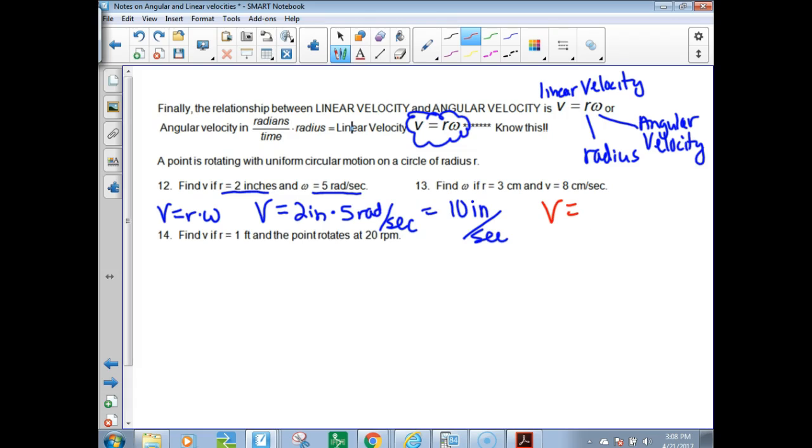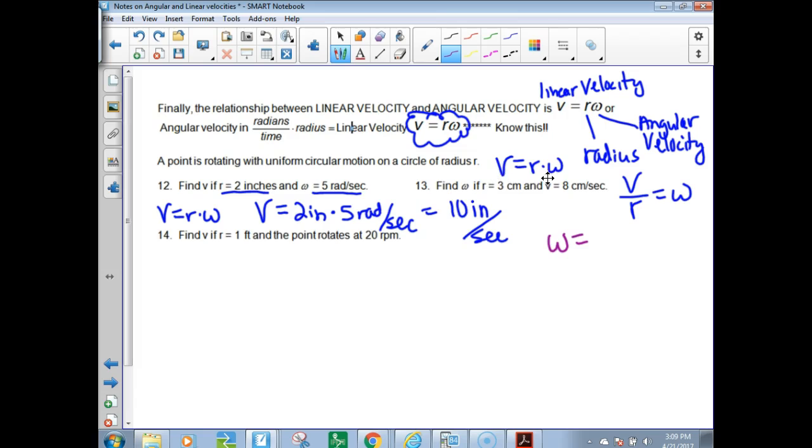Same thing for the next one. We're going to do the radius of 3 centimeters. Wait a minute. Nope. What's different? You just don't assume they're all alike. It makes problems. It says find omega, if r is 3 and v is 8 centimeters. All right, so since we know v equals r times omega, we want omega. What would it be? Wait, v divided by r would equal omega? Okay.